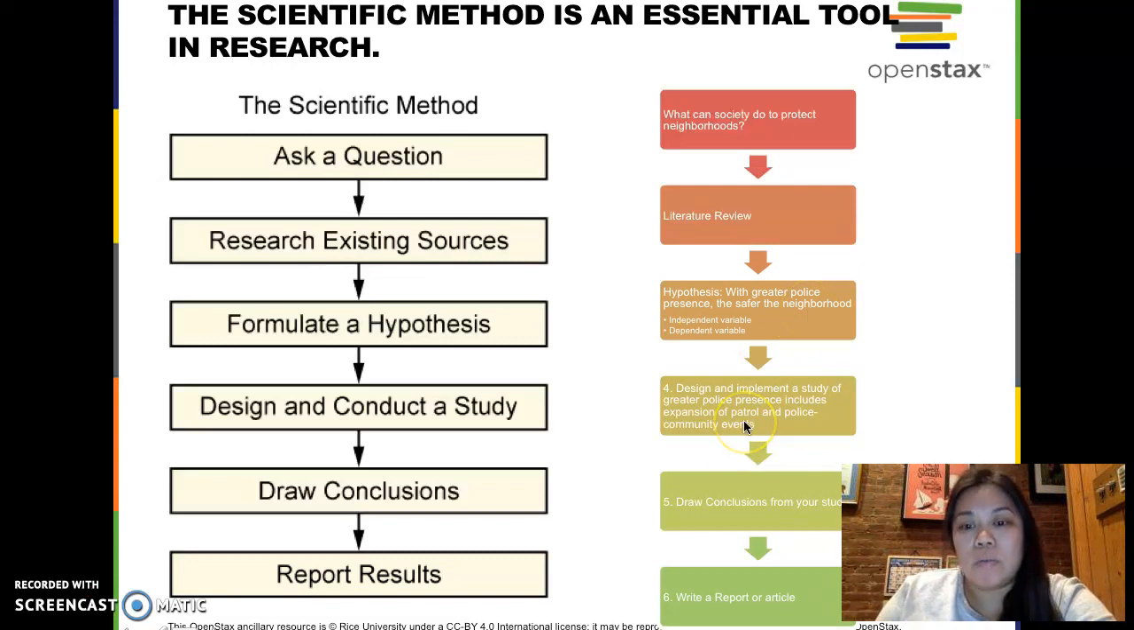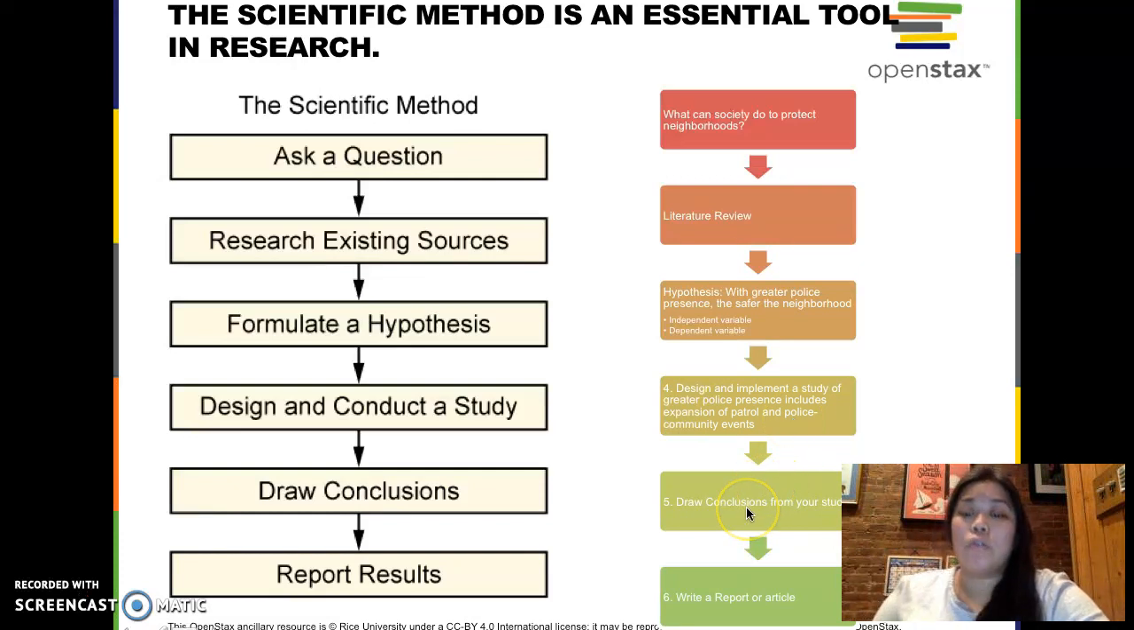Next step is you would have to implement and design a study that really looks at what greater police presence is. How do you define it? How do you fund it? How do you implement it? So, for example, your definition of greater police presence could mean expansion of foot patrol officers, expansion of community events held by the police. It could be many different things.